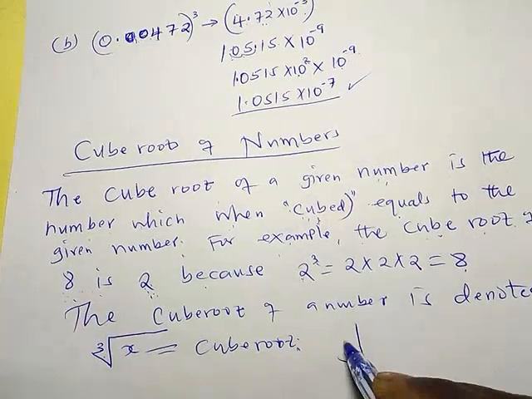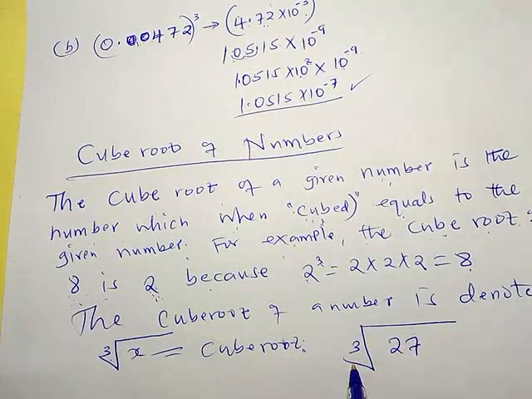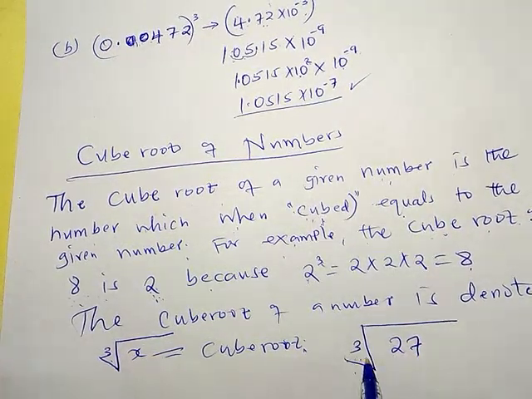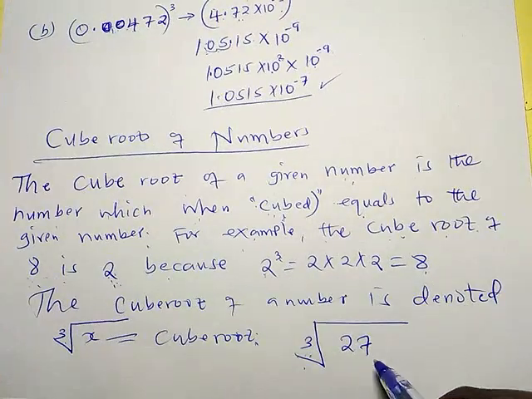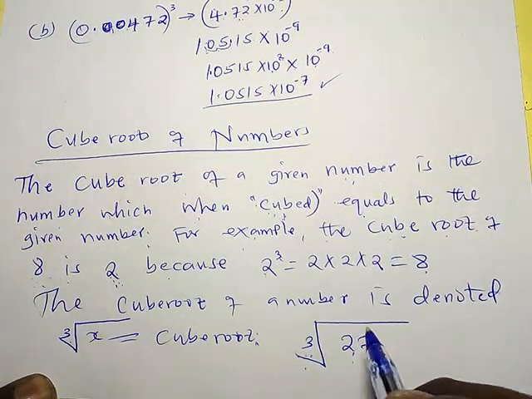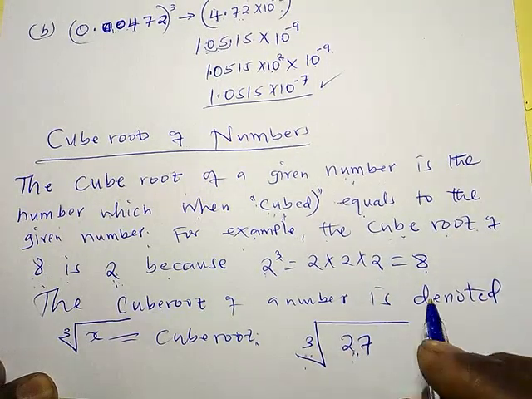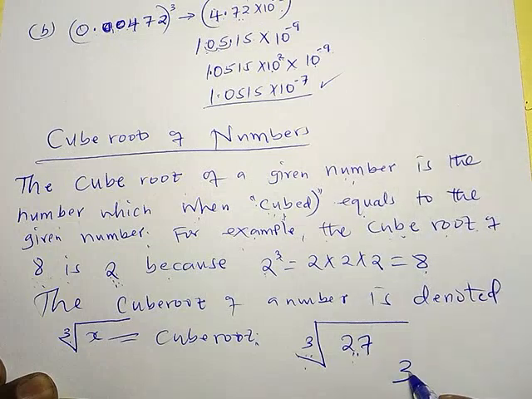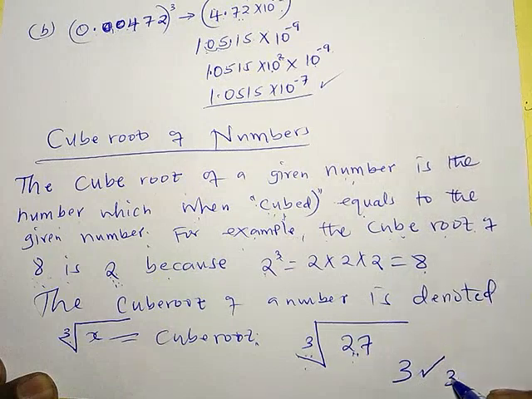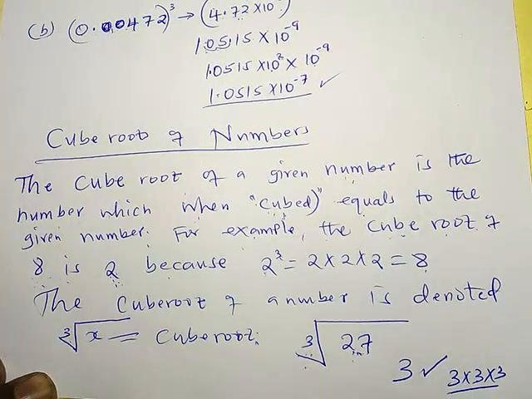So, for example, find the cube root of 27. This means give us a number that when you multiply it by itself 3 times, it will give you 27. That's what a cube root means. What number is that? 3. Therefore, the cube root of 27 is 3. Why? Because 3 times 3 times 3 gives me 27.